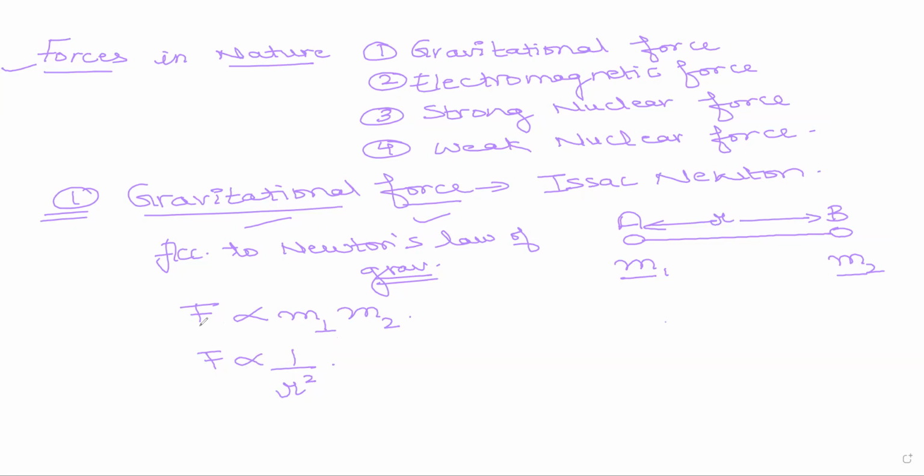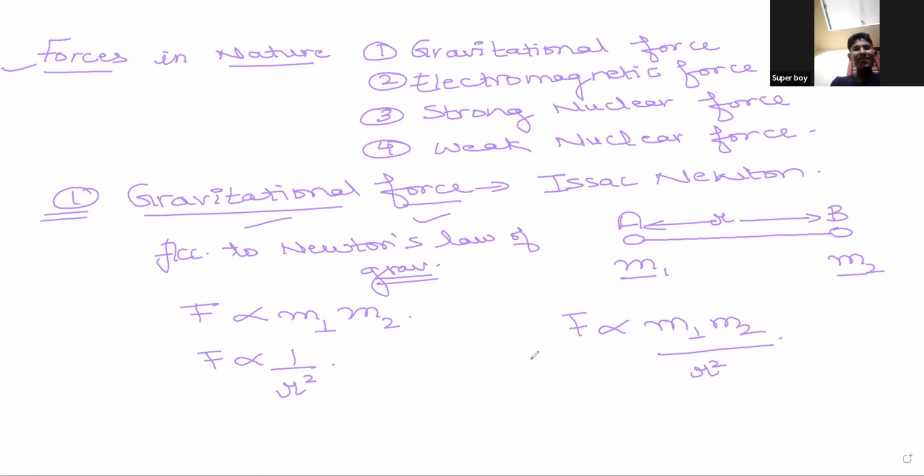Now, because on the left hand side of both relations I have force only, when I combine these two, F is directly proportional to m1 m2, and in the denominator we have r square, because r is the distance. So we have the equation F is directly proportional to m1 m2 upon r square.